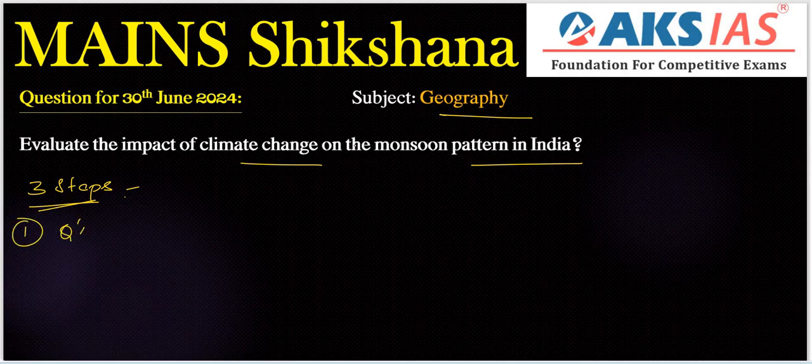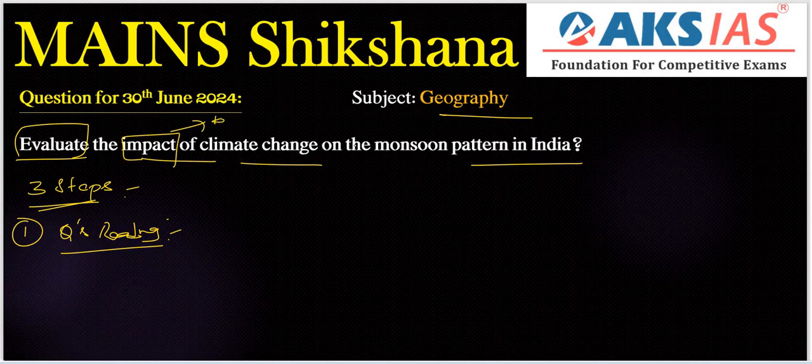What is the first step? Question reading. So we need to read the question twice. Evaluate the impact of climate change on the monsoon pattern in India. First rule, how many parts of the question are there? Only one part. How many question tags are there? Only one question tag, that is evaluate. Evaluate the impact of; impact is here the keyword. And also the topic name is monsoon pattern in India. So this is our detailed question reading step.